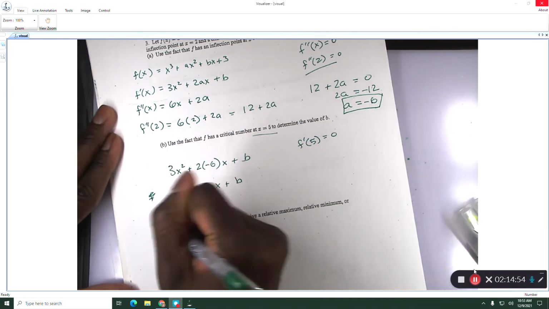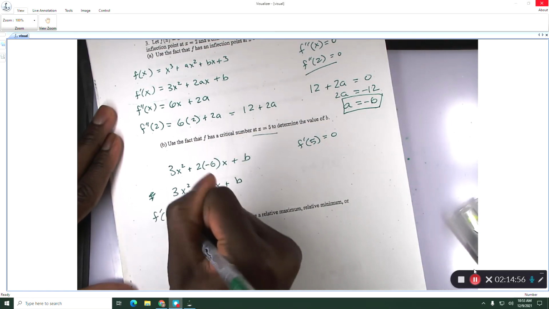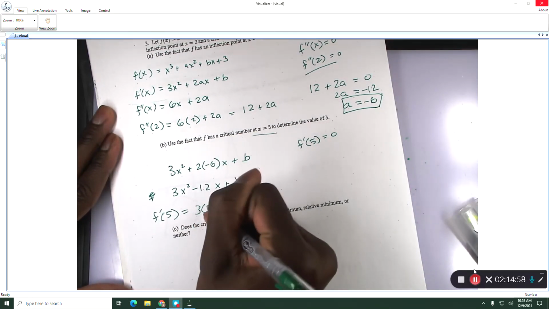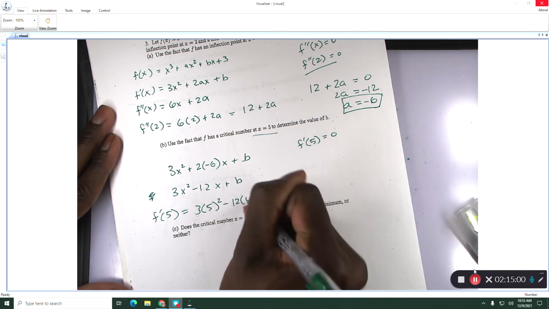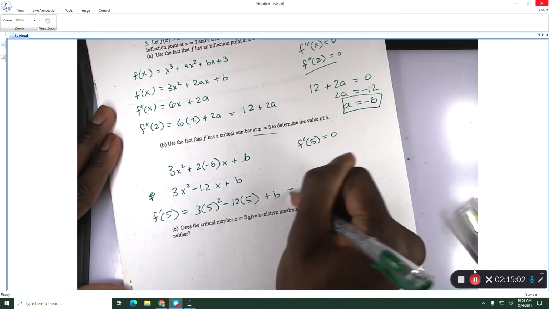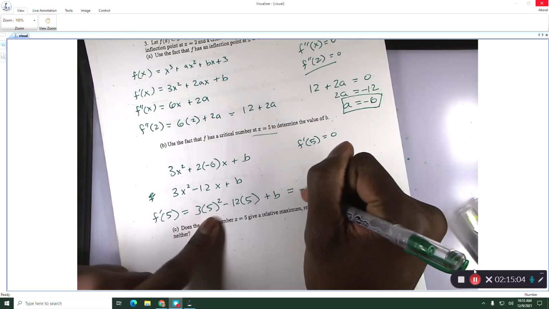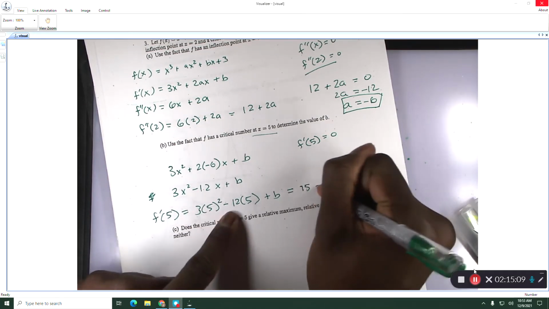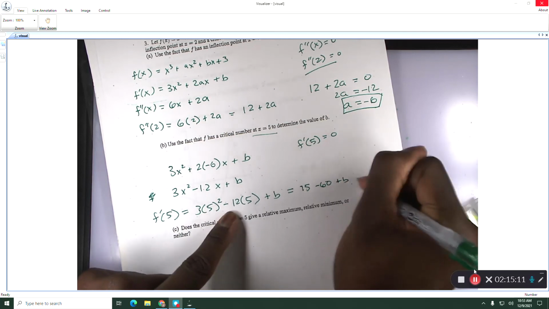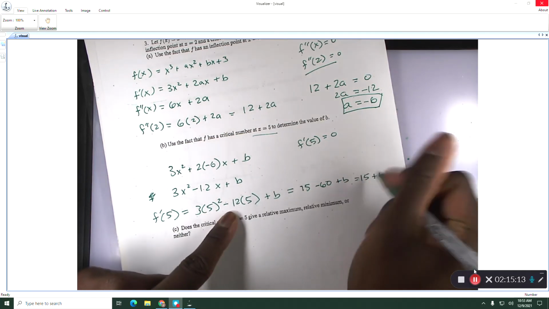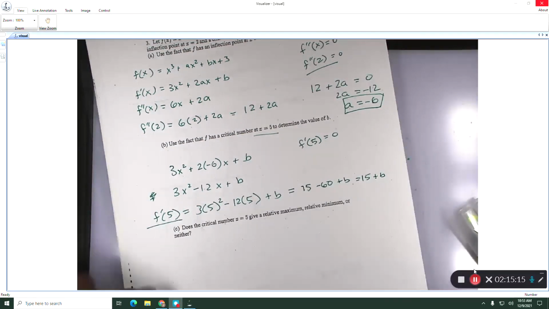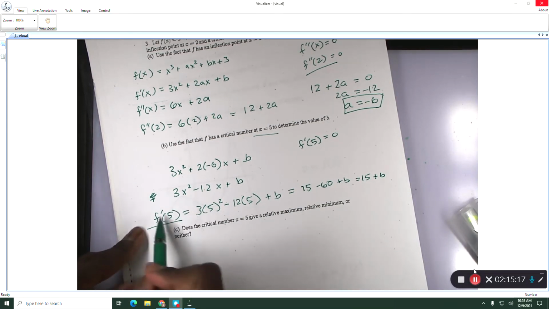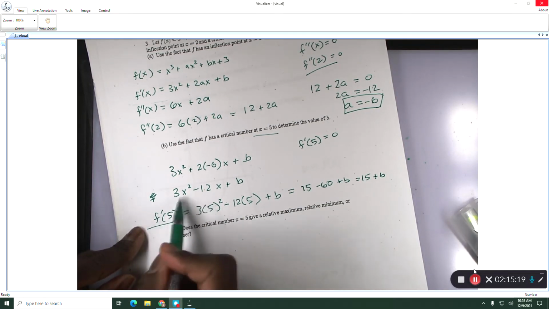So we can say f prime of 5 equals 3 times 5 squared minus 12 times 5 plus b. We end up with 3 times 5 squared is 75 minus 60 plus b. 15 plus b is what we get when we plug 5 into this function.